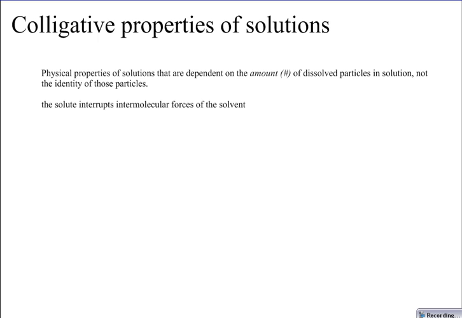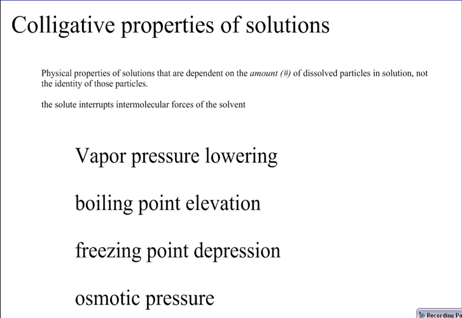These ions, or these particles, interrupt the intermolecular forces of the solvent, and they're going to alter one of four physical properties of the solvent. The four colligative properties that you need to know for the AP exam are vapor pressure lowering, boiling point elevation, freezing point depression, and a change in osmotic pressure.